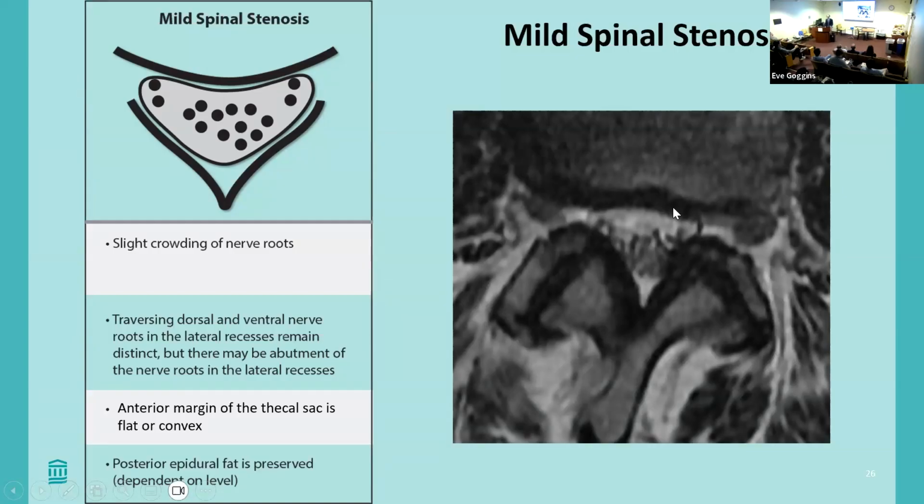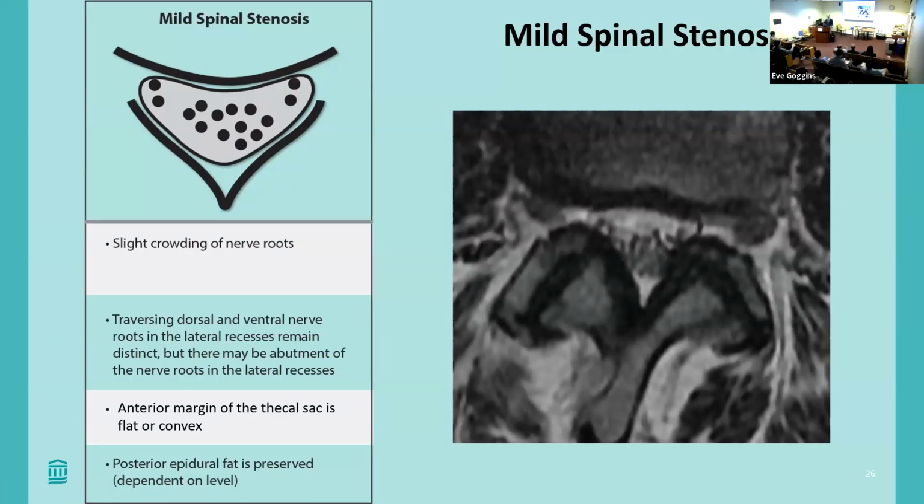I don't say things like, there's some mild convexity of the anterior thecal sac. I would just say, oh, there's mild spinal stenosis, rather than putting all these words and not describing it as mild spinal stenosis. And the posterior epidural fat is still preserved. If I'm debating, is this mild spinal stenosis or not, I just scroll up and down a little bit.